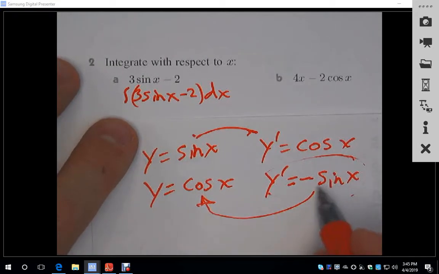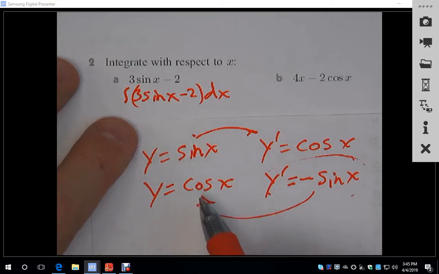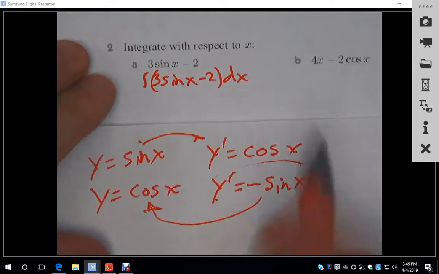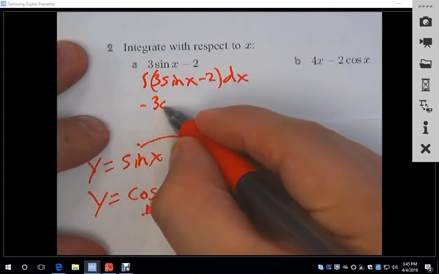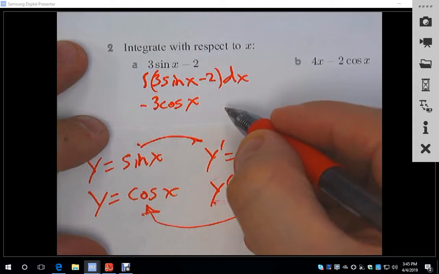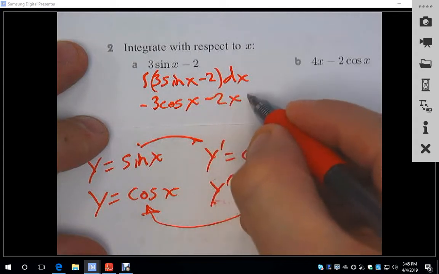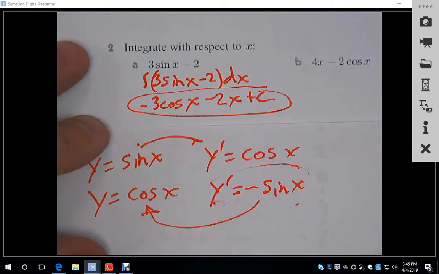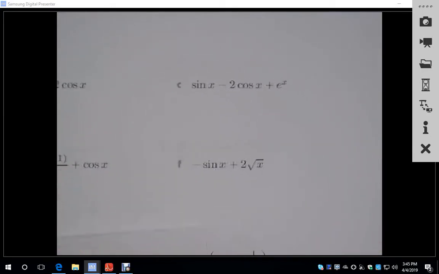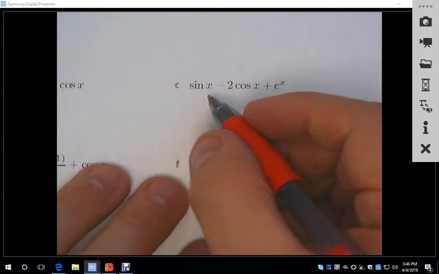So you can see if I had a sine, then when I integrate, I should end up with a negative cosine. So that's going to give me 3 times negative cosine of x, and then minus 2x plus c. So there you go, that would be the answer for A. If we look at part C, same thing.